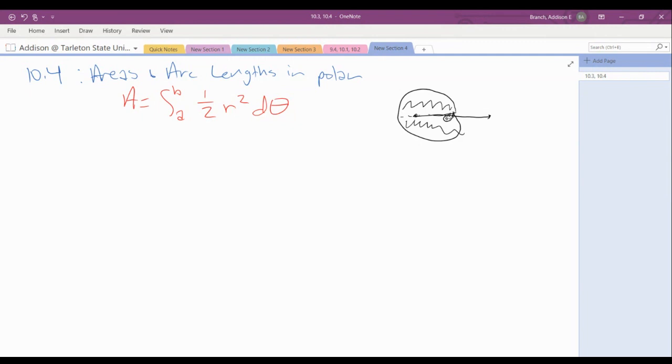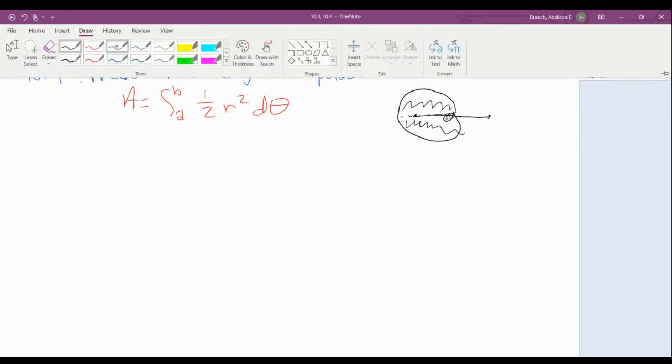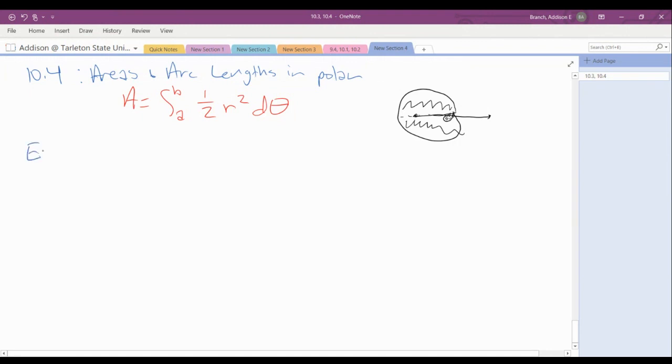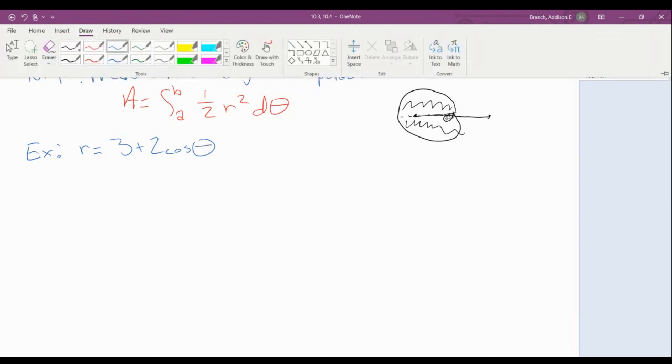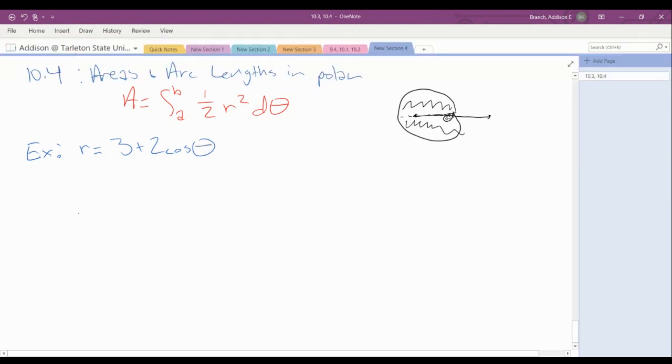So let's go ahead and do an example. In this one, we just want to find the area of r equals 3 plus 2 cosine theta. So the graph for this one is going to look a little something like this.